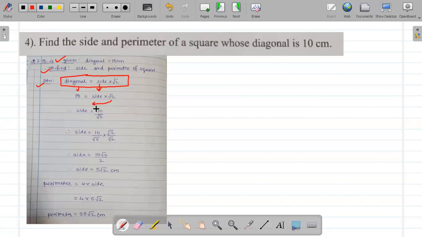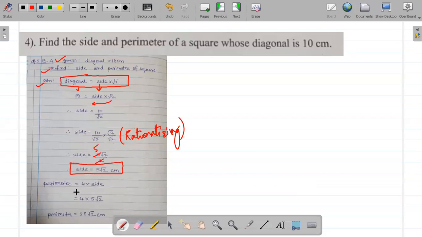So shifting root 2 to the other side, that becomes 10 over root 2, multiplying the top and bottom by root 2. Why are we doing this? This is called rationalizing. Always rationalize the denominator. Whenever you have a root in the denominator, then we rationalize it. That is, we are trying to get rid of that square root sign in the denominator. So multiplying the top and bottom by root 2 like that, we get side equals 10 root 2 upon 2, and then 2 times 5 gets reduced like that, and we are left with the side. We have side equals 5 root 2 centimeters.